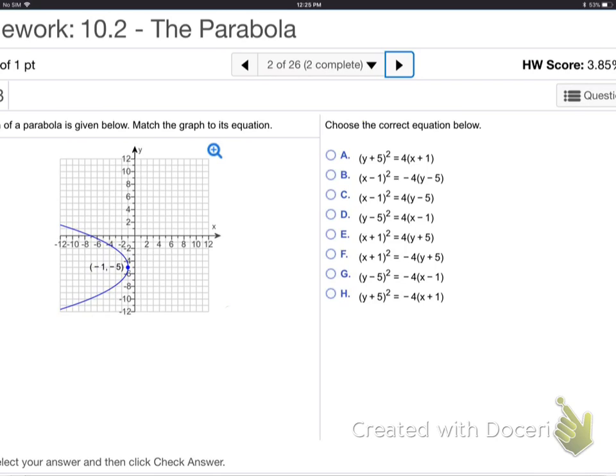So let's figure out. All right. So first off, which way is it going? Up, down, right, or left?